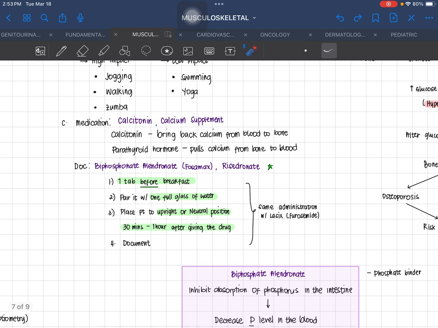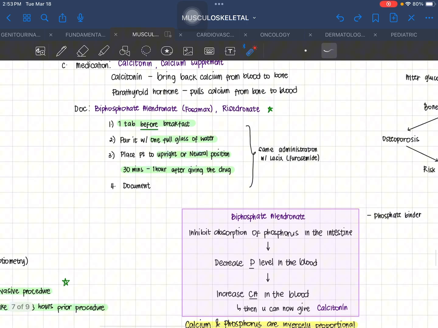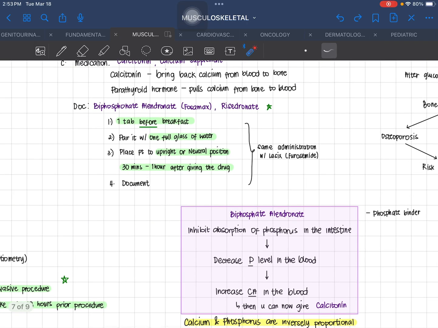And lastly, sa meds naman. So, sa meds, of course, calcium supplement and calcitonin. Yung calcitonin, they bring back calcium from blood to bone. So, dinadala nila yung calcium sa bone. Yun yung purpose ng calcitonin. While yung parathyroid hormone naman, kinukuha niya si calcium sa bone, dinadala niya kay blood. So, another drug of choice kay osteoporosis is yung biphosphonate, alendronate, Fosamax, o risedronate. Basta yung mga dronate.